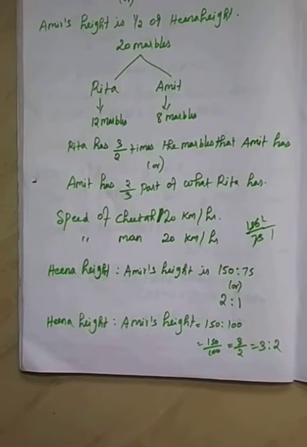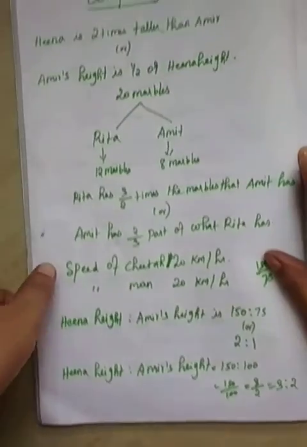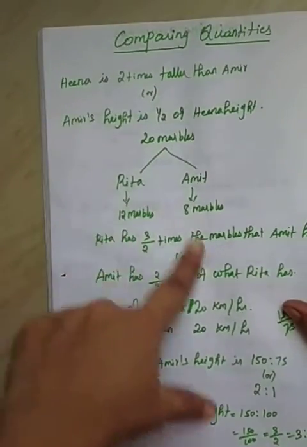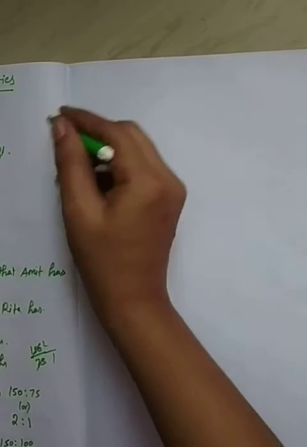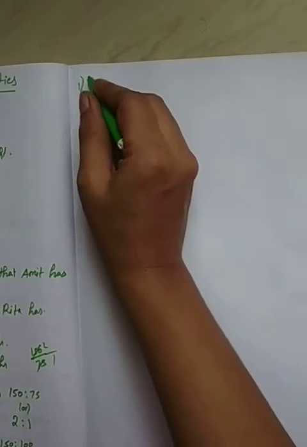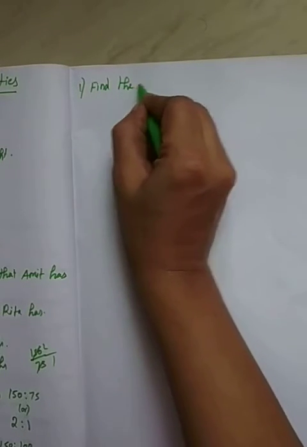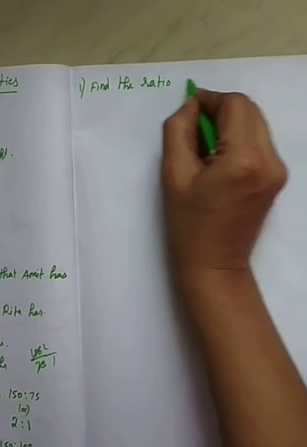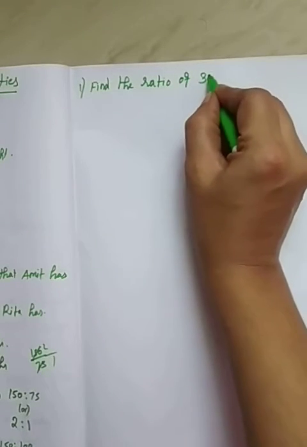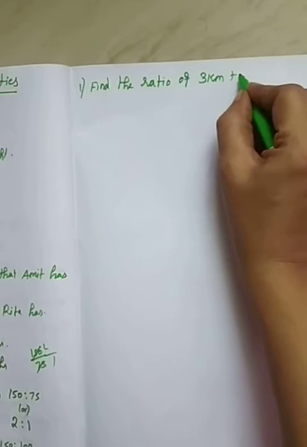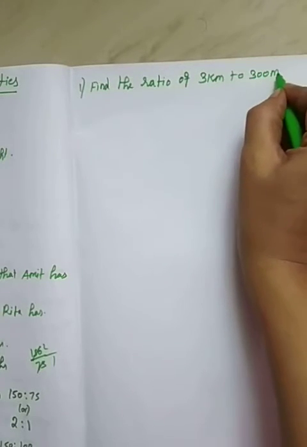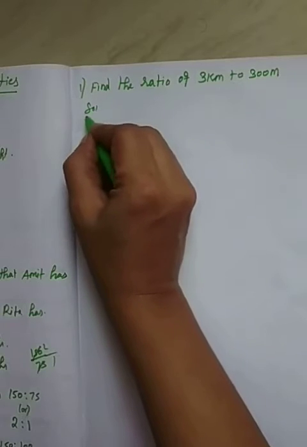Okay. Now see one example. Everybody clear in this concept? Now we have to see the example. See the first one. Find the ratio of 3 kilometer to 300 meter.